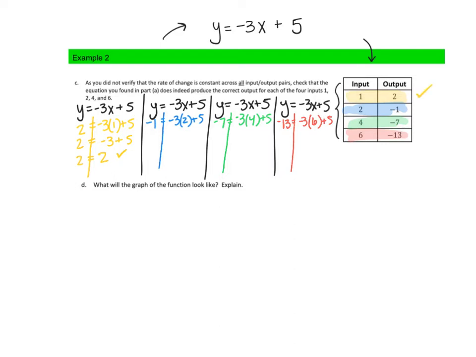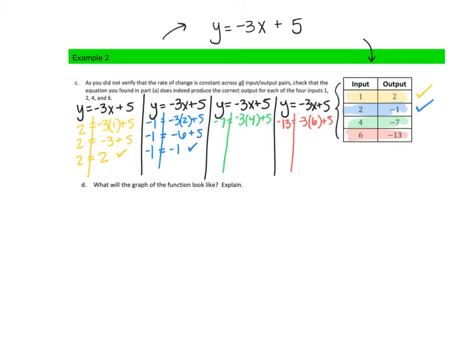Next one, the blue one. Take a second to try this one out. Solve this equation. Does it balance out? Does the left side equal the right side? Alright, that should have been enough time, so let's do this. Negative 3 times 2 is negative 6, plus 5. Is negative 6 plus 5 negative 1? It is, so this row checks out.